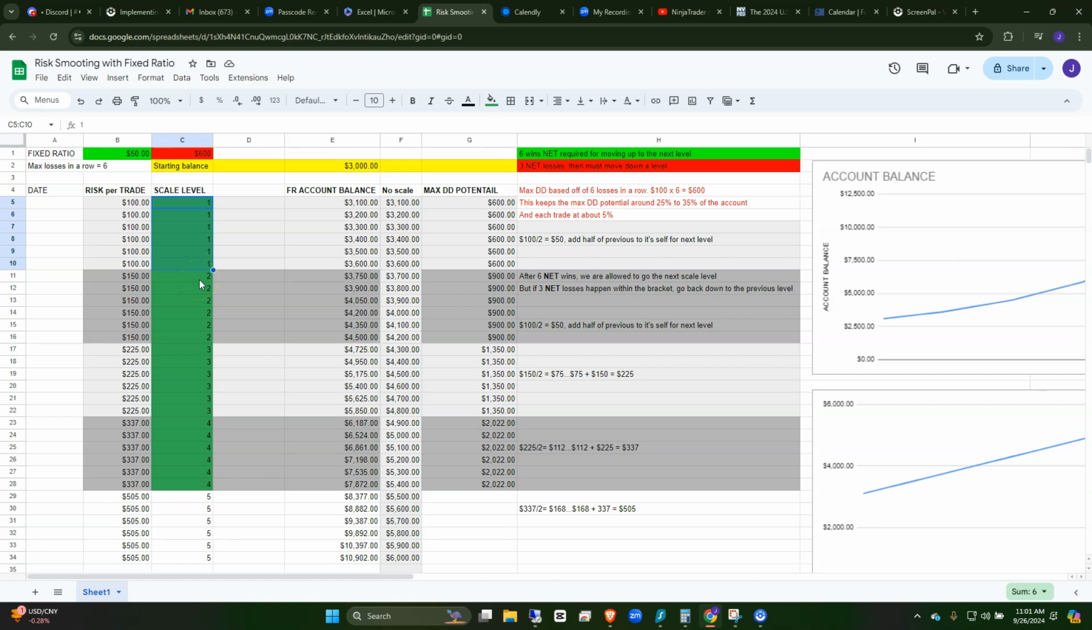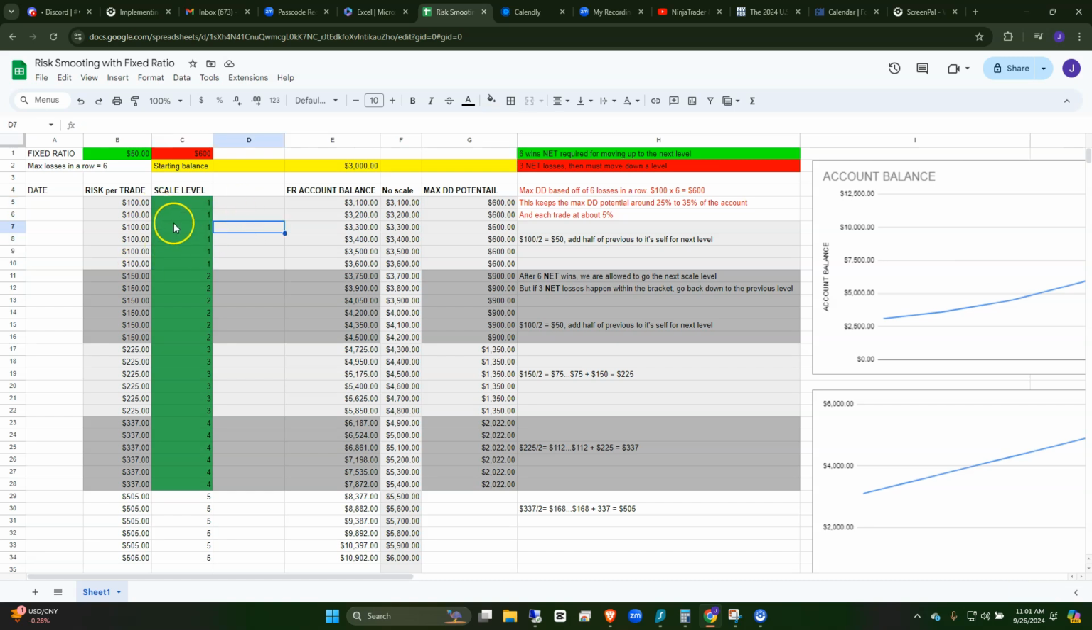We have to scale back to the previous level if we have 3 net losses. That can happen in a row. It could happen in sequence. It can happen out of sequence. Doesn't really matter. But if in this block, this scale level block, if you have 6 net wins there, then you go up to the next block. If you have 3 net losses there, then you got to go back to the previous block. There is no previous block besides the 100, but you could make one for $50, I suppose.